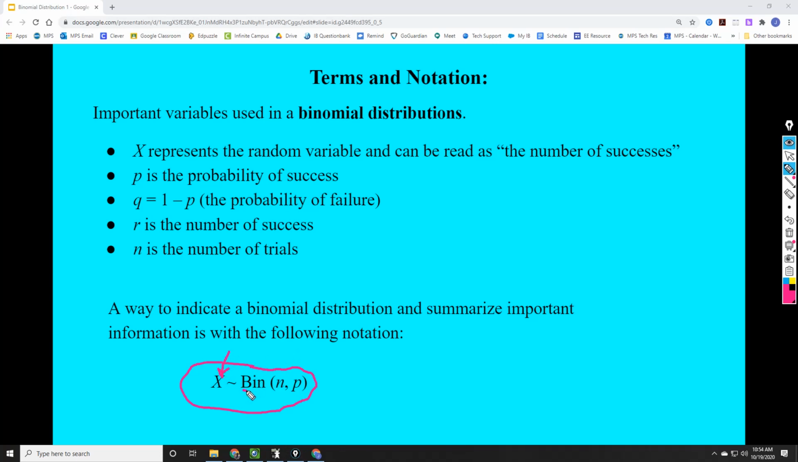It lets us know that our variable, represented with our X, is a binomial distribution, that's what the bin is letting us know, and that it has a certain number of trials, N, and then the probability of success, P. It doesn't give you details on a specific question, but it summarizes the probability distribution. Again, letting us know it's a binomial distribution, how many trials, and our probability of success for any one of those trials.